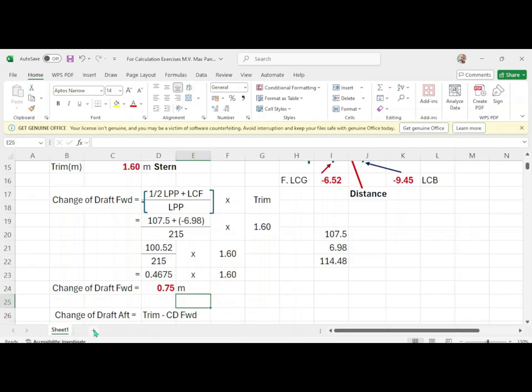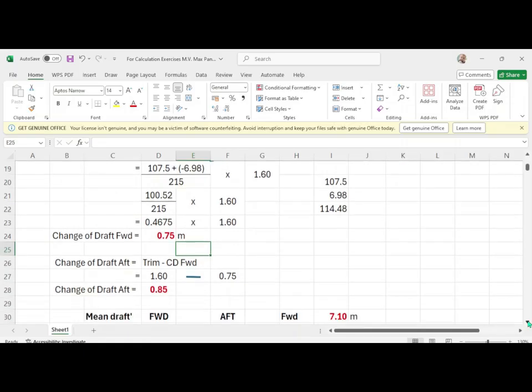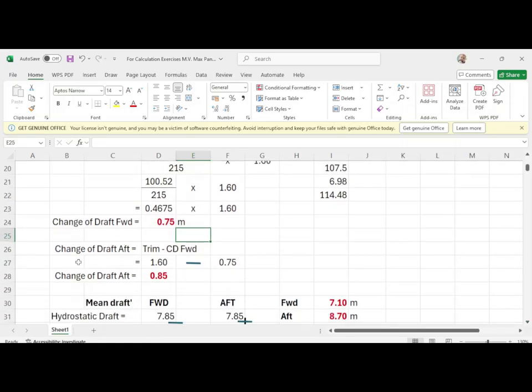Then the next will be change of drop up. We already have the forward, so we have to get the change of drop up. The formula is trim minus your change of drop forward. So your trim is 1.6, minus your change of drop forward, which is 0.75, and the value of change of drop up will be 0.85. Okay, so you now have your change of drop forward and change of drop up.